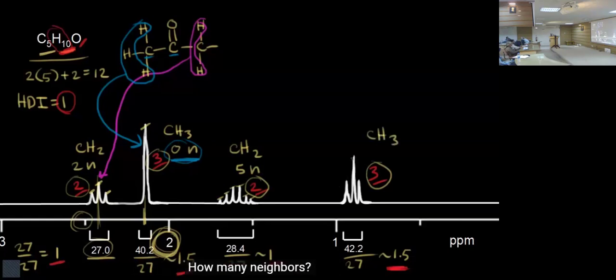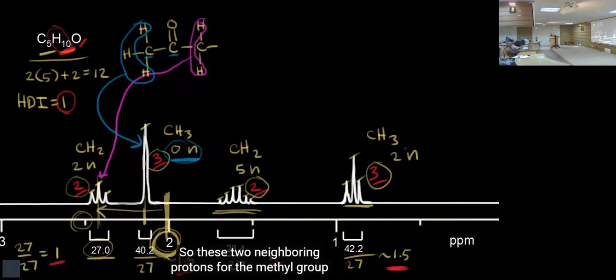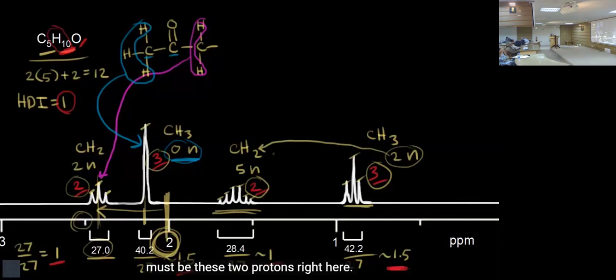How many neighbors? Well, we have 1, 2, 3 peaks, so 3 minus 1 is 2, so we would expect 2 neighboring protons. Now these 2 signals, this signal here and this signal here, we're talking about under 2 parts per million. So these must be the furthest away from the carbonyl, so they're not being de-shielded as much as the 2 signals in this direction. So these 2 neighboring protons for the methyl group must be these 2 protons right here.